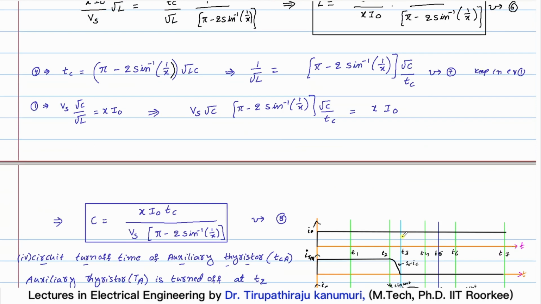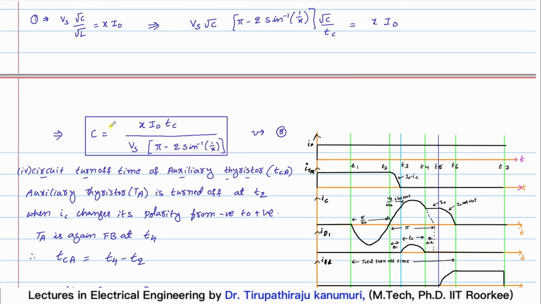So I can further simplify this. Root C multiplied by root C will become equal to C. So C will be equal to, because C is C, the remaining terms we bring to the other side. This will become x into I0 into Tc comes here, divided by Vs into pi minus 2 sine inverse of 1 by x. So this is the equation we are getting.